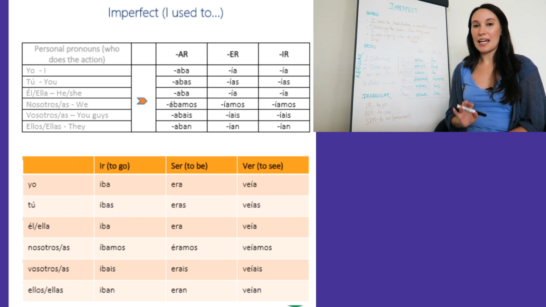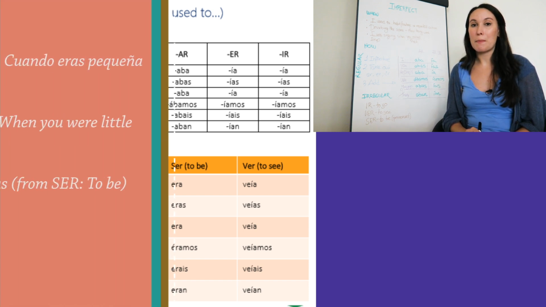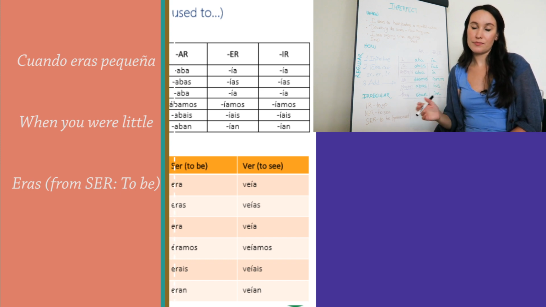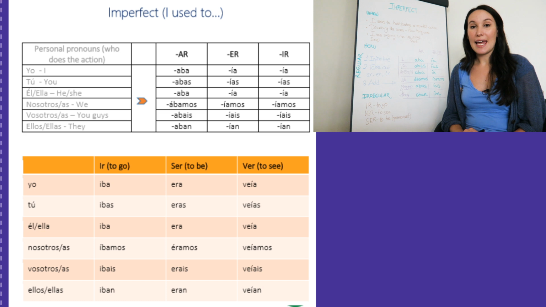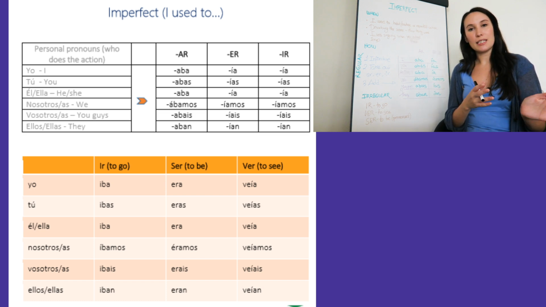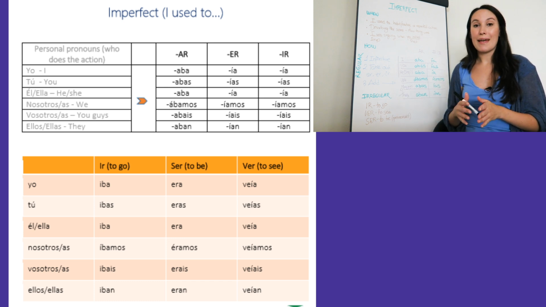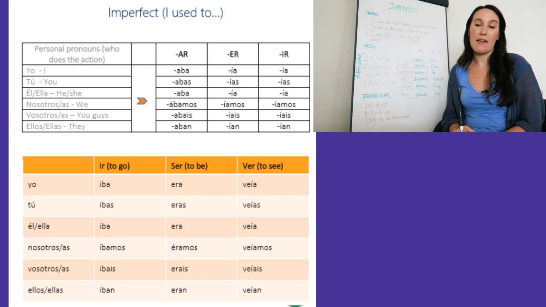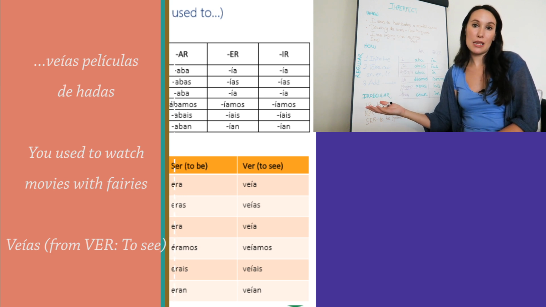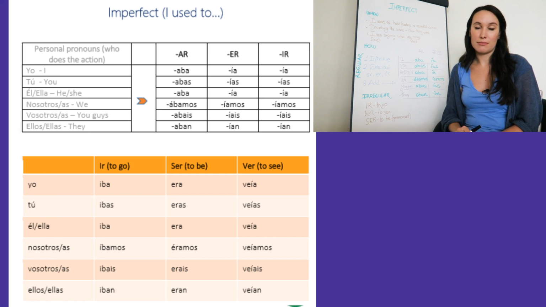Let's do an example with ser. Cuando eras pequeña, when you were little. Eras is the form of you used to be. And we can actually finish the sentence with the verb ver, to see. Veías películas de hadas. You used to watch movies with fairies. So veías is the you form for ver.